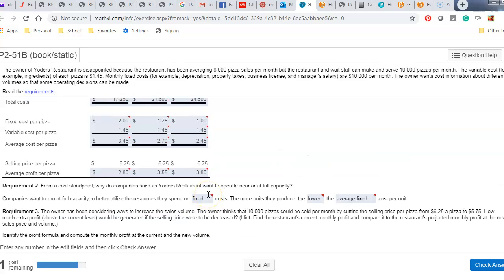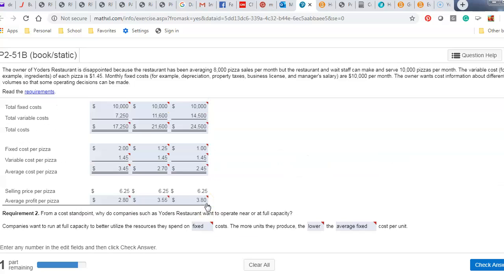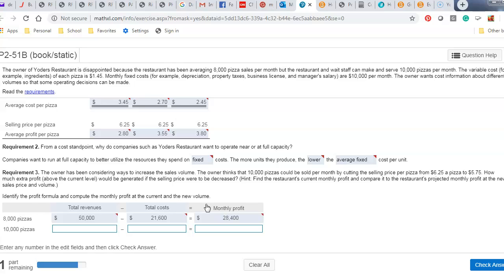So if you think about it from that point of view, you can kind of see the truth in the bottom half, which is requirement number 2.